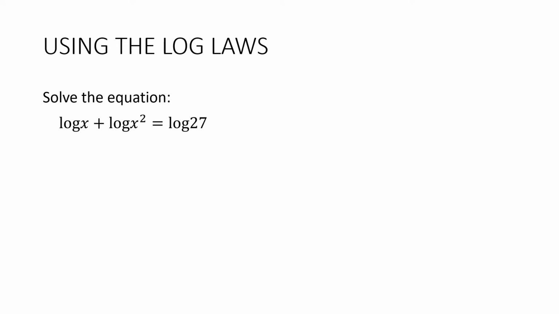Here's another example. Solve the equation log x plus log x squared is equal to log 27. Okay, first thing, check the bases are the same. They are, because they're all log base 10. So when I add logs that have the same base, I can multiply the arguments, which is going to give me log of x cubed on the left-hand side. And because I've got log of something equals log of something, these somethings have to be equal. So x cubed is equal to 27. It's just a simple equation now to solve. Do the cube root of both sides. X is equal to 3.